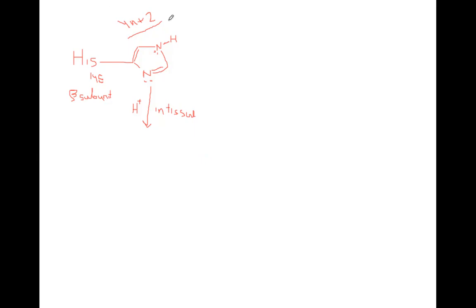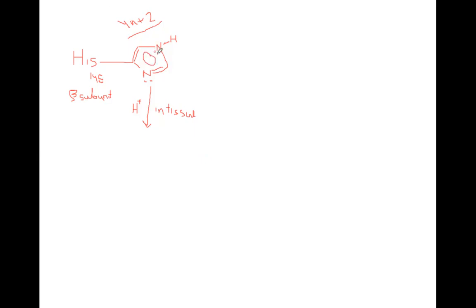Oh, sorry. 1. n equals 1. 6 electrons, right? So look at this. The 2 electrons from the double bond, another 2 electrons from this double bond, and 2 electrons from the lone pair. So that makes this ring aromatic.